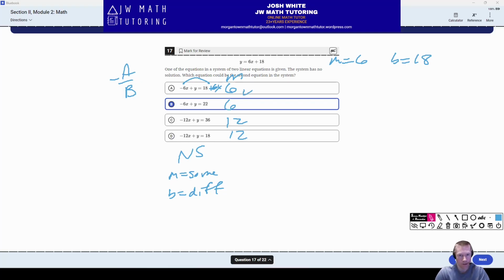Okay, so far, same slope, not the same slope, get rid of these. Now, y-intercept values. Just plug in 0 for x. So you plug in 0, what does y equal? 18. Plug in 0 for x, what does y equal? 22. We need the y-intercept to be different in order for the lines to be parallel. Otherwise, it's going to be infinite solutions. So 22 is different, 18 is not different. Therefore, correct answer is letter B.